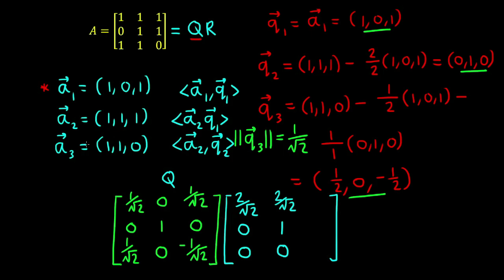And now we take the inner product between A3 and Q1. That gives 1 on root 2. A3 and Q2 gives 1. And A3 and Q3 gives 1 on root 2. So that's our R matrix, and this is our QR decomposition of the matrix A. And I encourage you to evaluate this product and verify that it gives you back the matrix A.